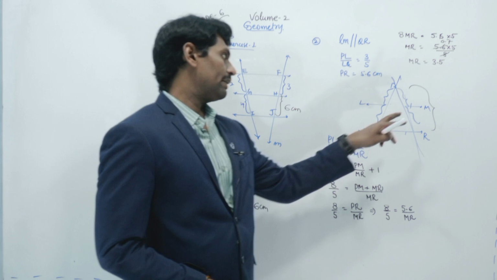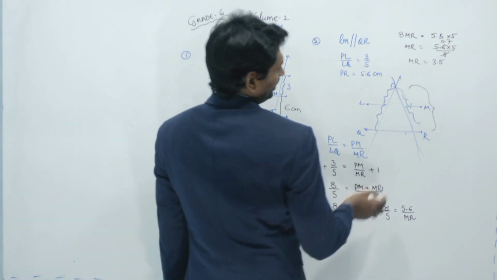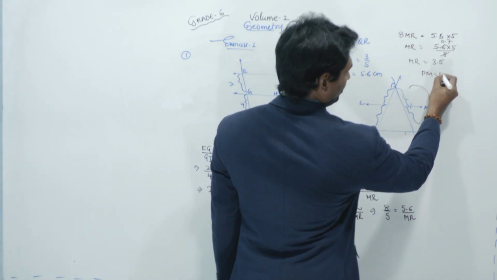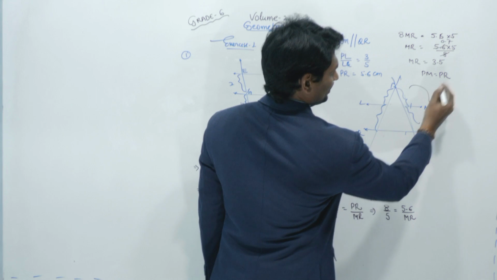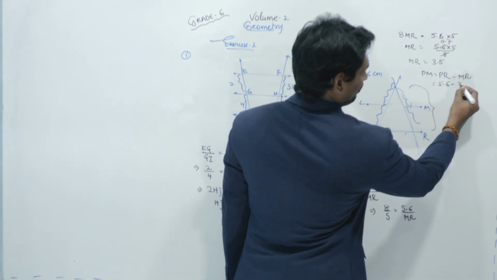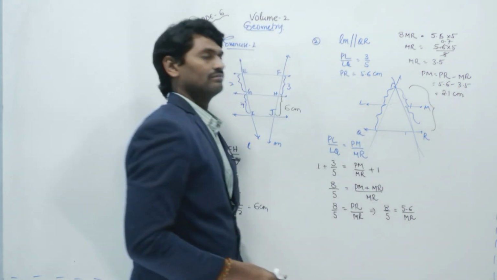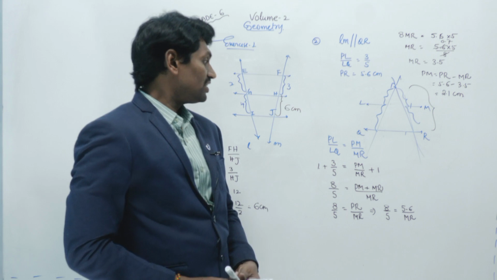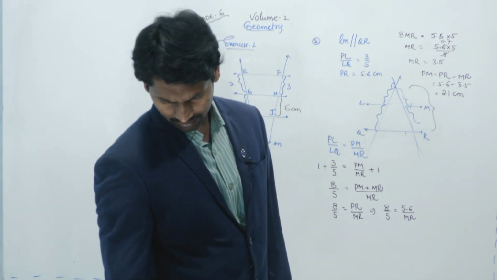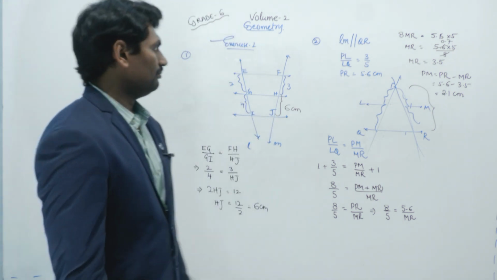But we don't want MR, we want the PM value. PM is nothing but total length PR minus MR. PR is 5.6, MR is 3.5, so PM is 2.1 centimeters. The required PM value is 2.1 centimeters. So let us go to the third problem.